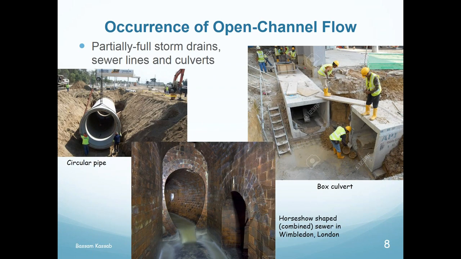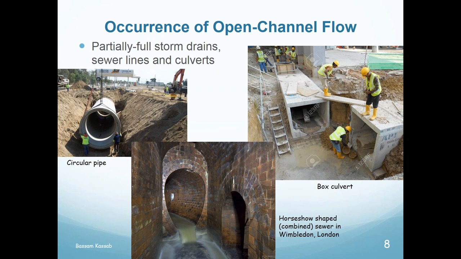Not only in streams and canals and flumes do we see open channel flow. You can see it in a storm drain, sewer line, and culverts when they are partially full. On the left, you can see a circular pipe. It could be for a sewer line or a storm drain. Down there at the bottom, you can see a horseshoe-shaped sewer in London.